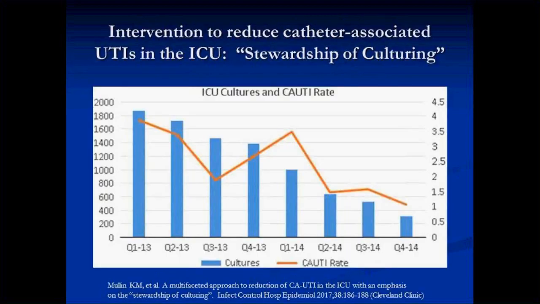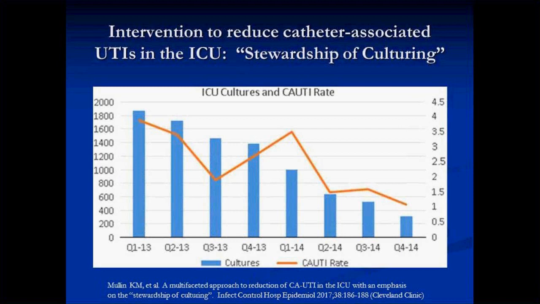And so one of our former residents at the Cleveland Clinic is the first author on a groundbreaking study looking at this principle that we should just reduce urine cultures to reduce CAUTIs. So this is Kate Mullen at the Cleveland Clinic. They did all of the usual approaches to try to reduce catheter-associated UTIs and continued to see high rates of CAUTIs. They got together with the intensivists. Everybody got together to discuss what to do about this, and their plan was to stop sending urine cultures, and their mantra was no more pan culture.